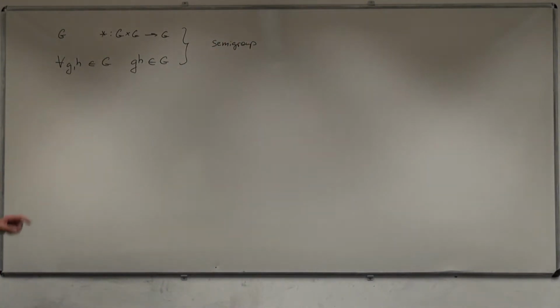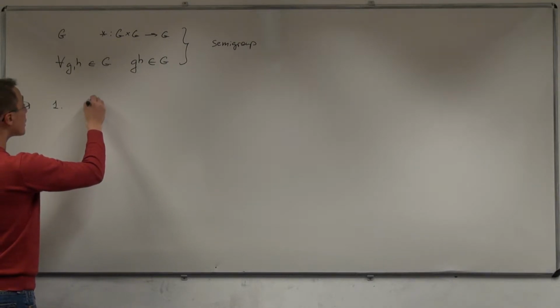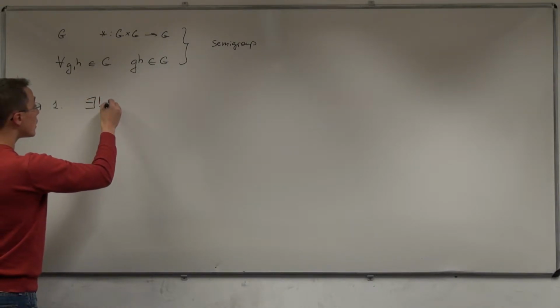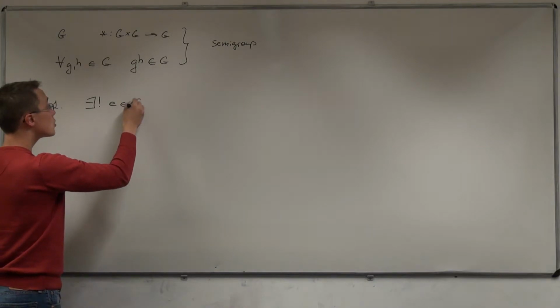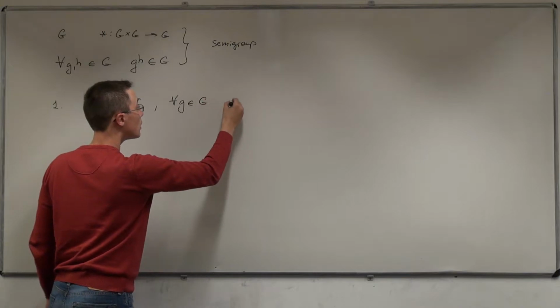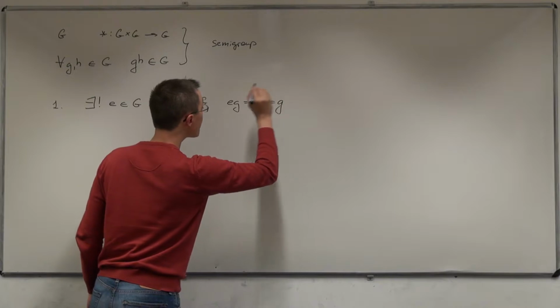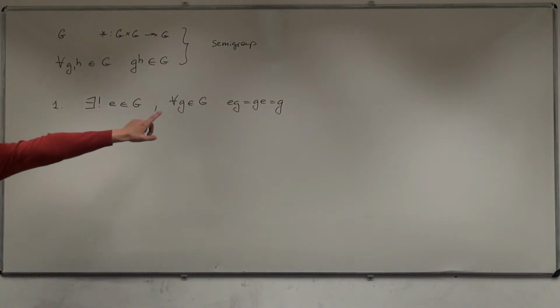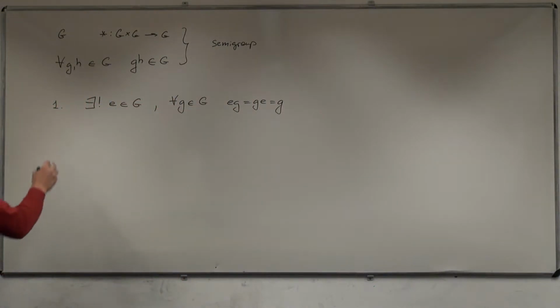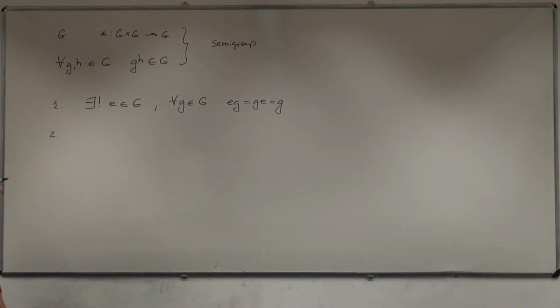If additionally two further conditions hold, one, that there be a unique unit element, so there exists a unique element E inside G, such that for any g inside G, eg is the same as ge is the same as g. That's the first condition, that there be a unique unit element, and the second condition, that for every element in G there should be a unique inverse that is also in G.